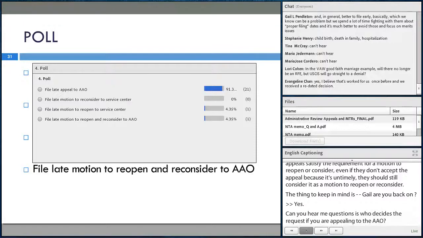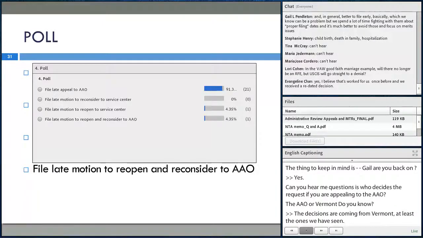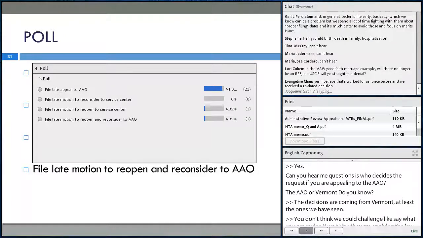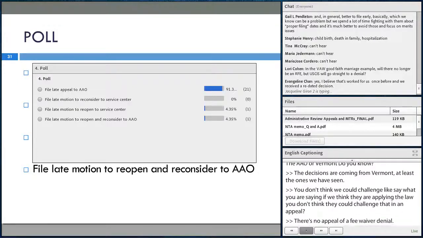Okay. But you don't think we can challenge, like, say what you're saying is we think they're actually applying the standard wrong. You don't think we can challenge that in an appeal to the AAO? Well, there's no appeal of a fee waiver denial, which we might not agree with, but I think we'd be hard-pressed to convince the AAO that they have jurisdiction over a fee waiver denial in and of itself. So it's a tricky situation.